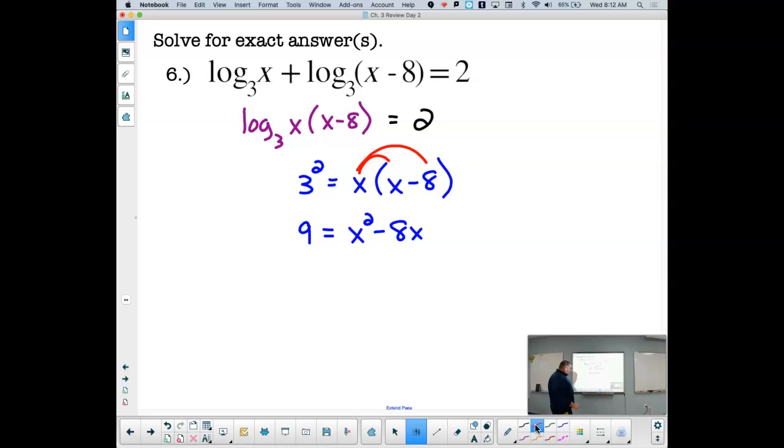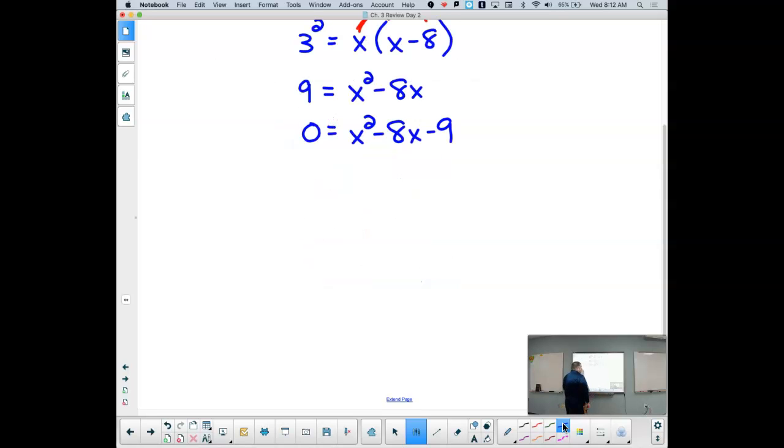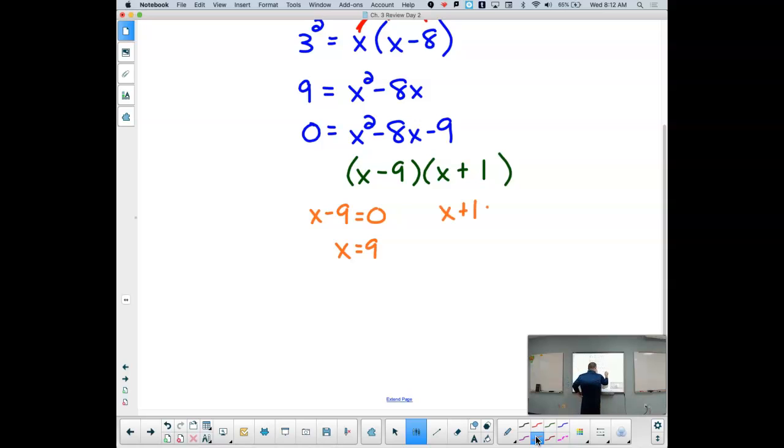Because we have a squared term with a linear term, we're going to get it equal to 0. Then we're going to factor. If I factor this side, that's going to be x minus 9 and x plus 1. Then I would say x minus 9 equals 0, so x equals 9, and x plus 1 equals 0, so x equals negative 1 there.